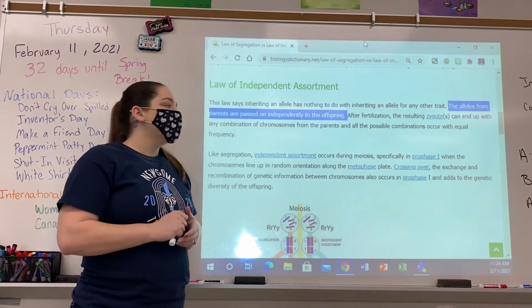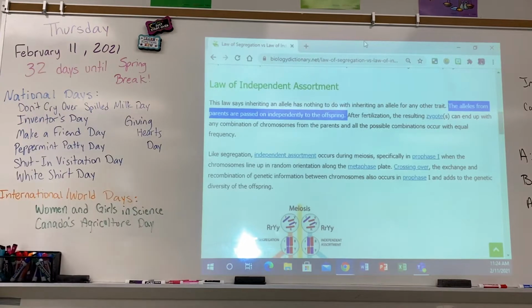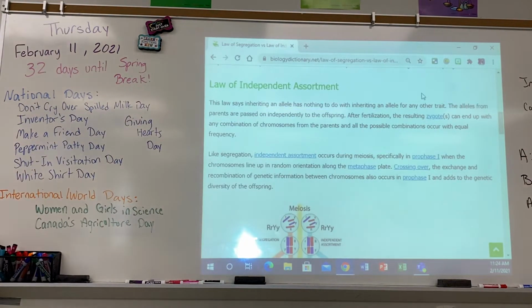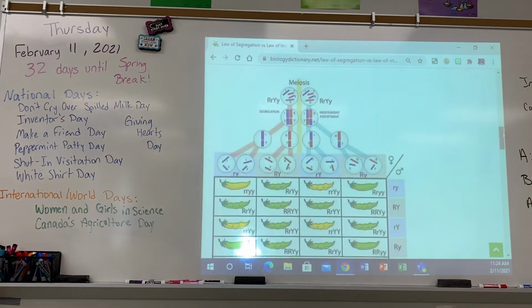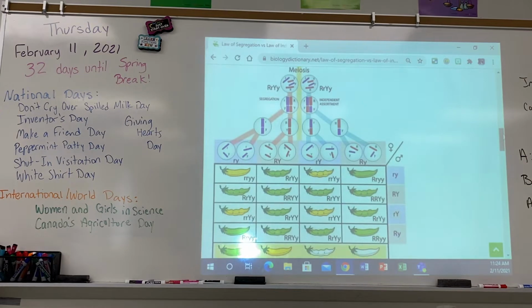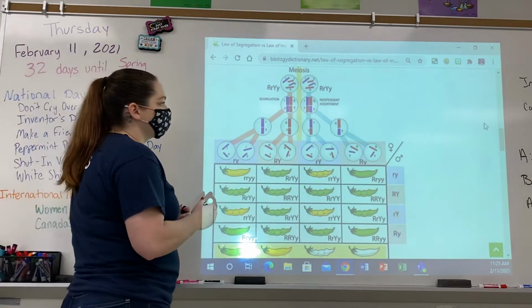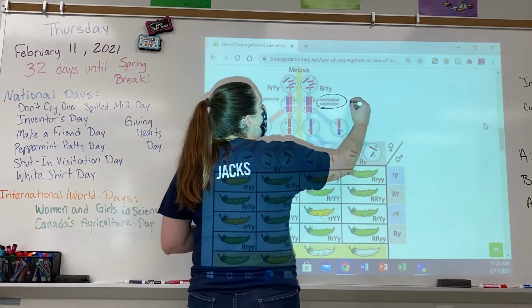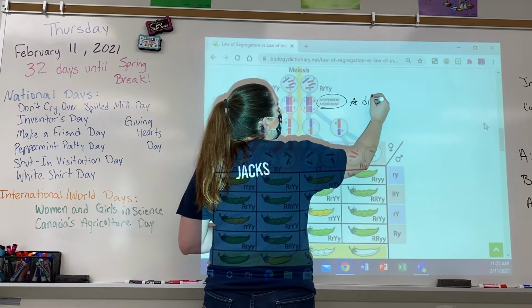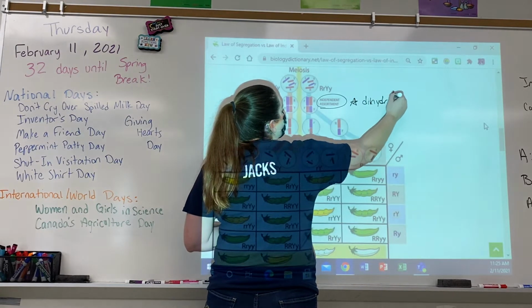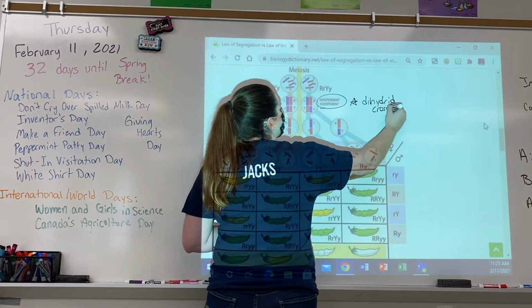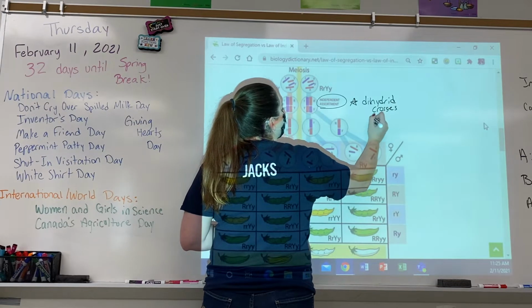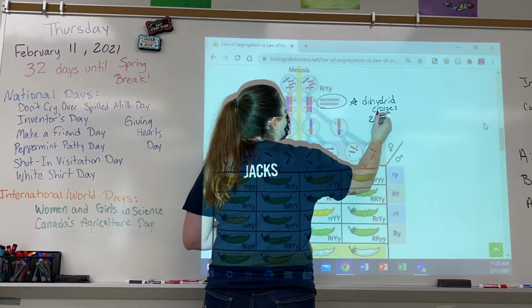Okay. So what that looks like is this. Most of the time you will see independent assortment during your dihybrid crosses. So independent assortment is right here. You see those during your dihybrid crosses when you're dealing with your two traits.